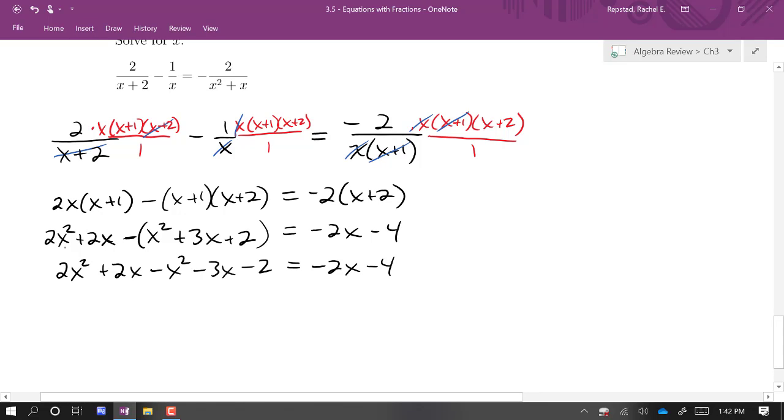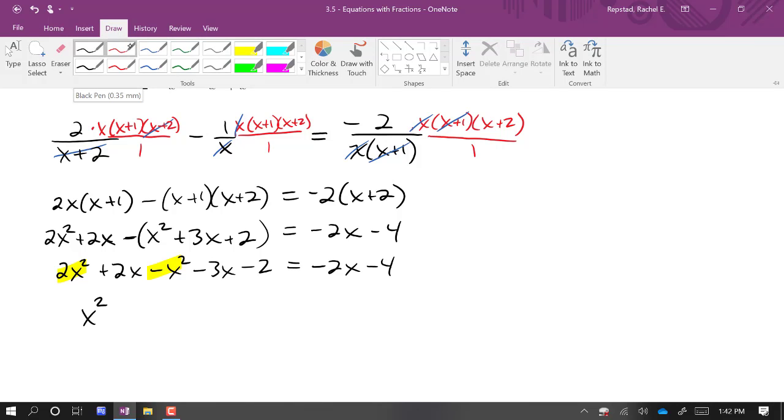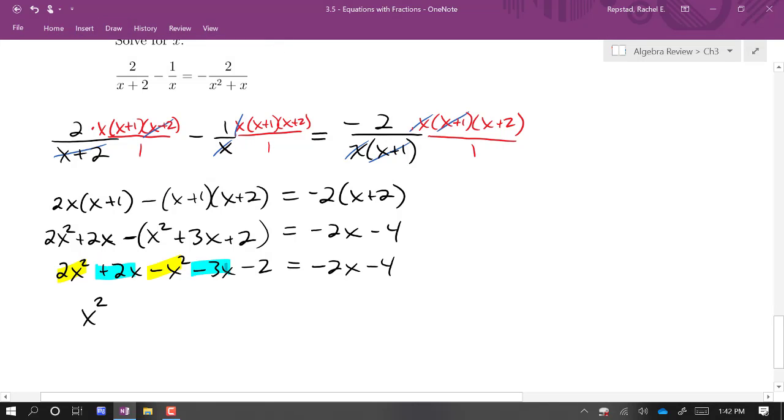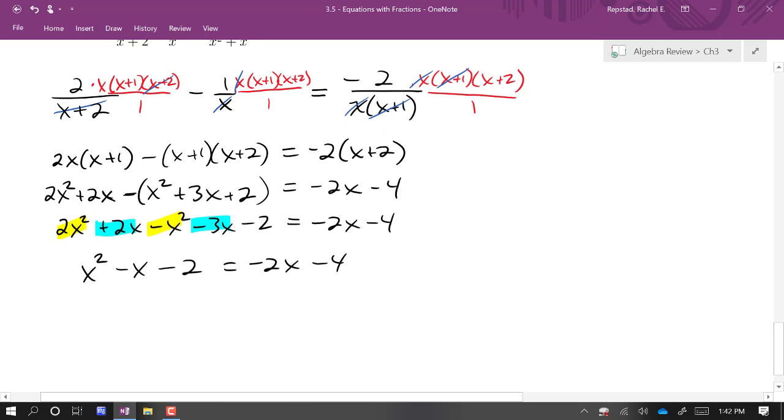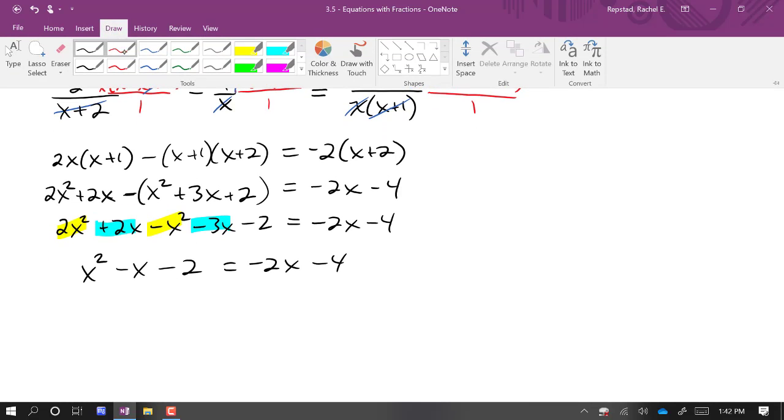Combining like terms, 2x squared minus x squared gives us an x squared, and plus 2x minus 3x gives us negative x, and then we have minus 2 equal to negative 2x minus 4. So this equation is not linear, and we're actually going to get a sneak peek into some of the techniques we're going to learn in the next chapter. But to start out, here's what we're going to do. I'm going to collect all my terms on one side.